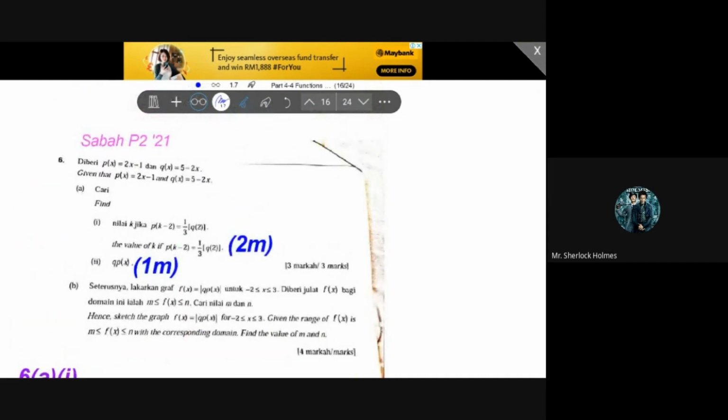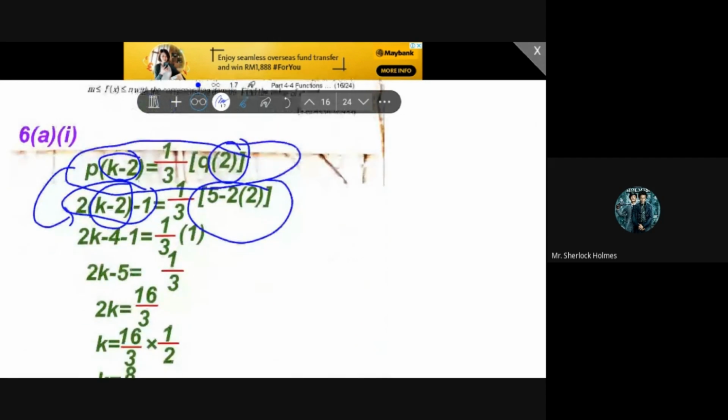So 2, when you substitute here, this x you will cut, you will come 2. So 5 minus 2 bracket 2, kamu akan dapat 1 kat sini. Tapi jangan lupa, ini 1/3 daripada Q bracket 2. It's 1/3 of Q2. So you must include 1/3 also over here. Okay. So after this, you get until here, this is your basic algebra.